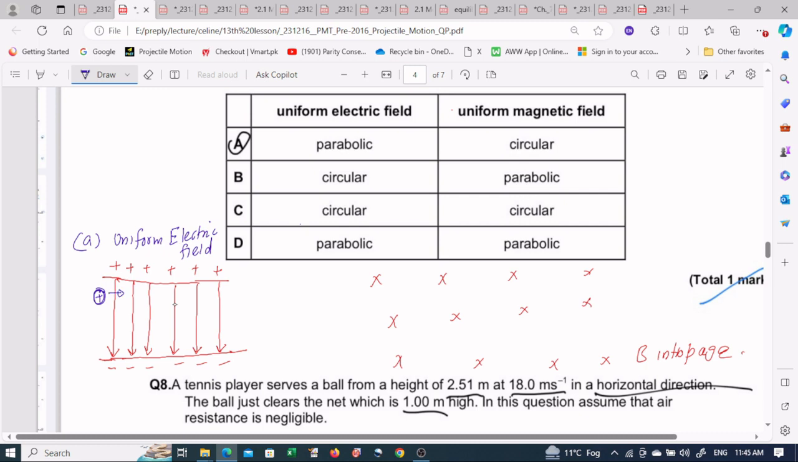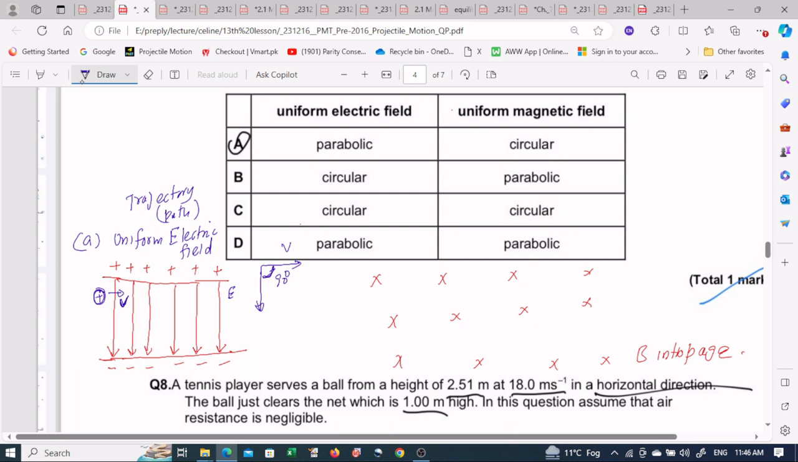Here the velocity direction is towards the right side along the x-axis. The uniform electric field is towards the downside, so the direction of electric field intensity is downward, and the charged particle is moving towards the right side. So there is an angle of 90 degrees. When the charged particle enters into the electric field at an angle of 90 degrees, what is going to happen? What is the trajectory? We have to find the trajectory. Trajectory means the path followed by this particle.